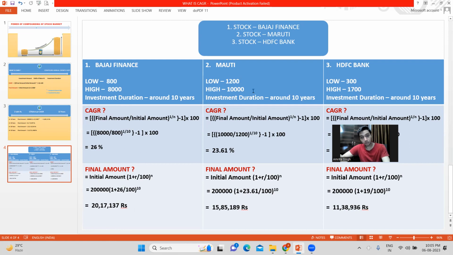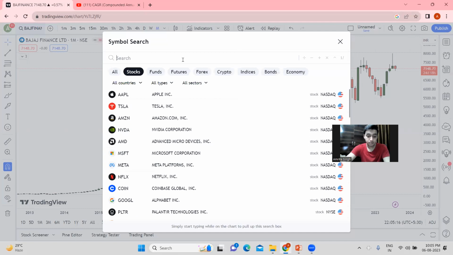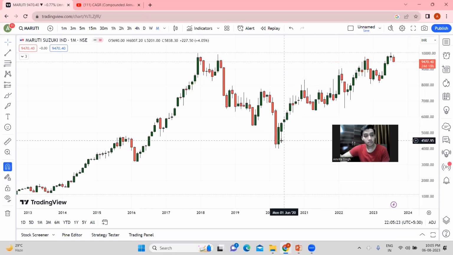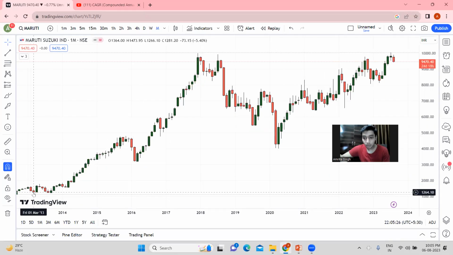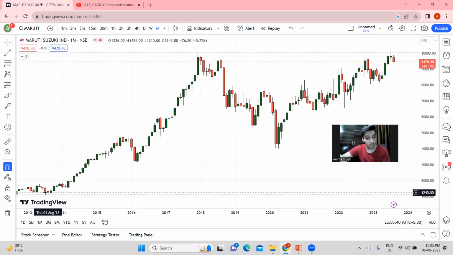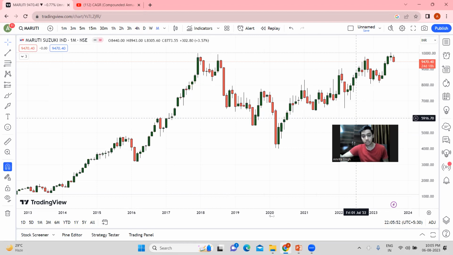And the next stock is going to be Maruti. First I want to show you the monthly chart of Maruti. Right now I have opened the monthly chart of Maruti. As you can see, in 2013, the lowest point that Maruti has touched is almost 1,200. And the highest point that the Maruti stock has gone to is almost 10,000. So the final amount we are going to take here is almost 10,000, and the initial amount is around 1,200. The investment duration is again going to be 10 years here, because all this action is happening in 10 years. So let's go back to the calculation.